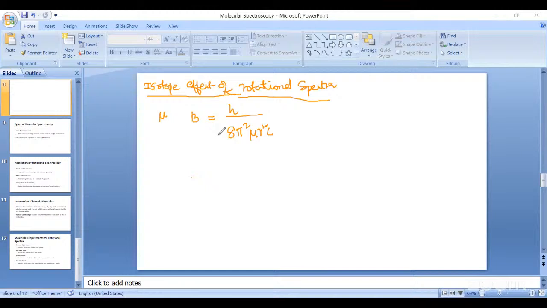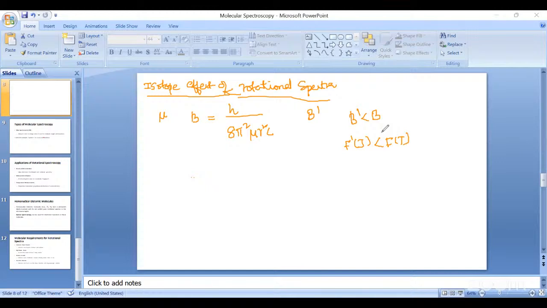Since the mass effects are negligible compared to the electronic effects in the determination of the equilibrium internuclear separations, the separation is the same in the two isotopic molecules; only the reduced masses are different here. If B dash is the rotational constant for the heavier isotope, then B dash will be less than B, and similarly F dash of J is less than F of J.